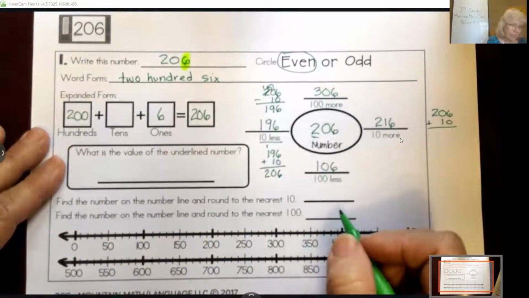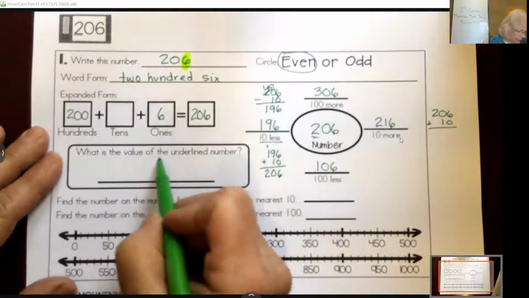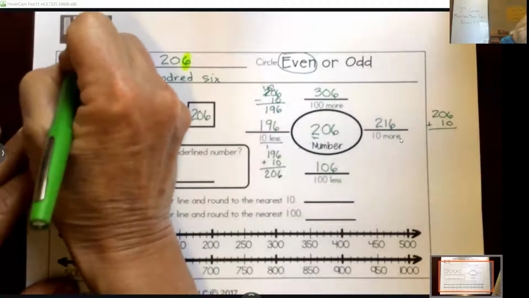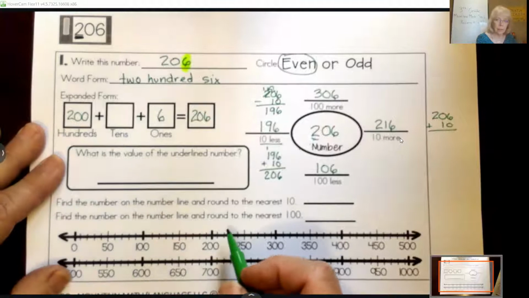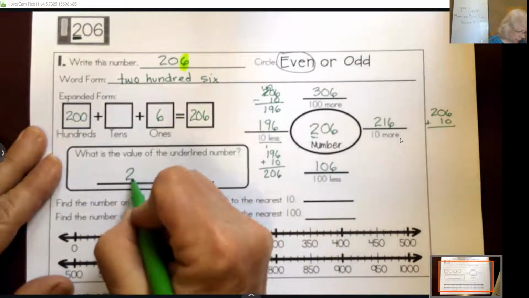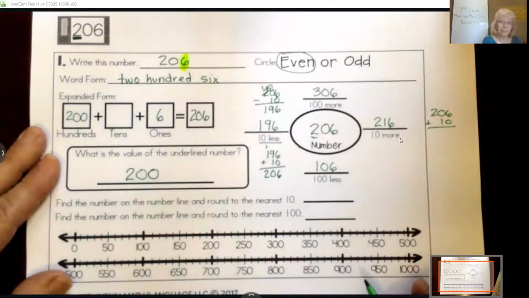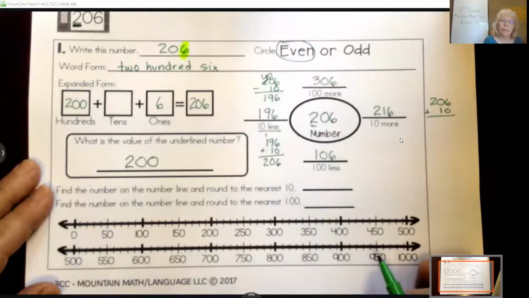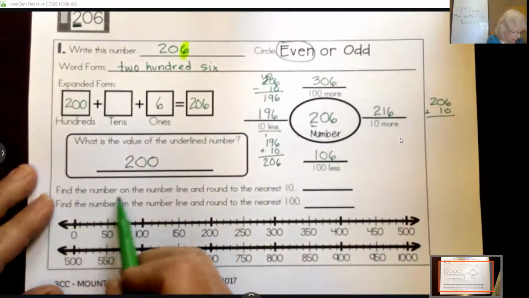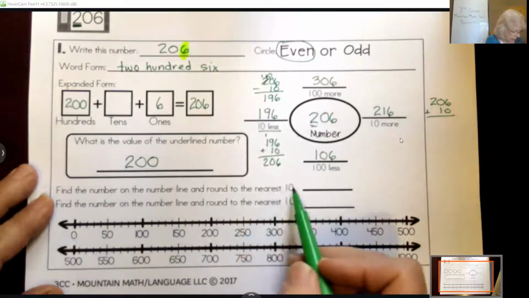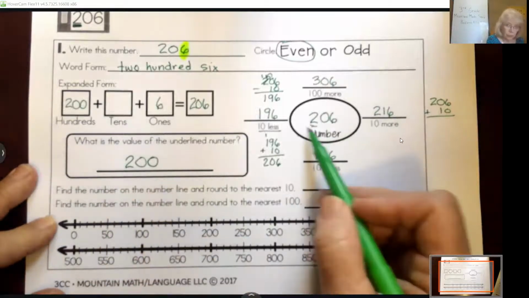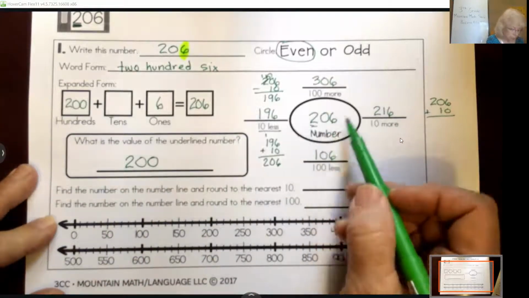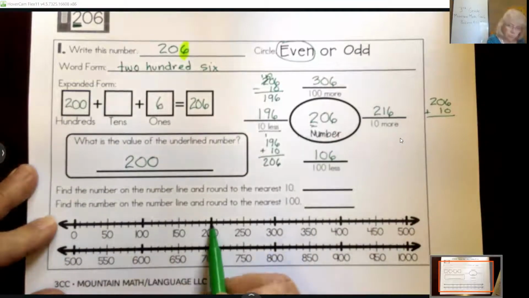Okay. Now they're asking us for what is the value of the underlined number. Hard to see on the screen, but my underlined number on this problem is that one. It is in the hundreds place. So the value is simply 200. All right, great. Moving along to our number line questions. It says, find the number on the number line and round to the nearest 10. So our number line here, we want to find our number, which is 206. So we're going to go to where there's 200.